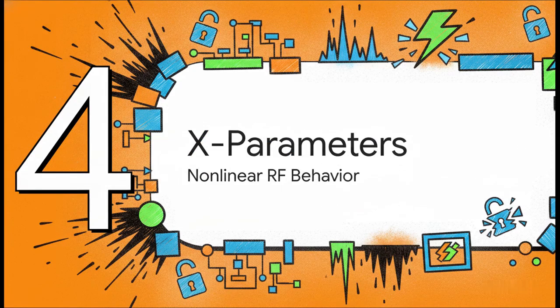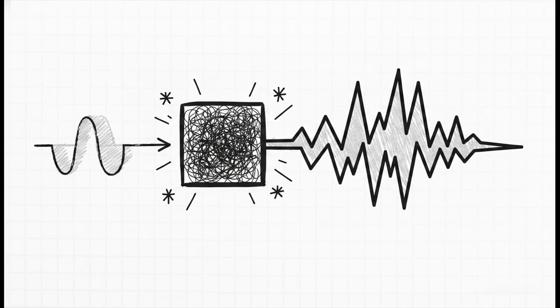Part 4. X parameters and nonlinear RF behavior. Time to look at something a bit more modern. Z and Y parameters are fantastic, no doubt about it. But they share one really major limitation. They assume small signal linear behavior.